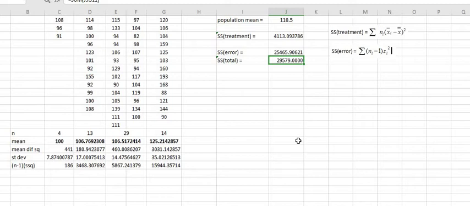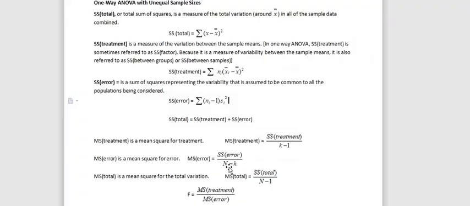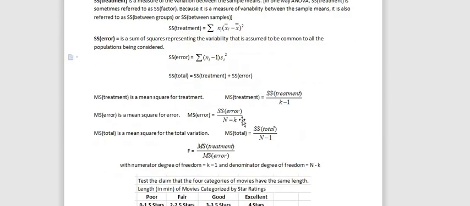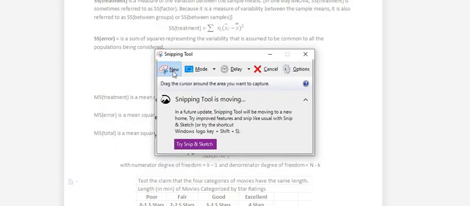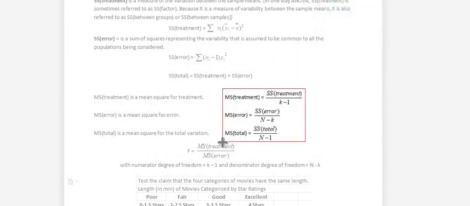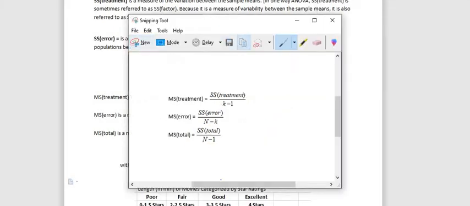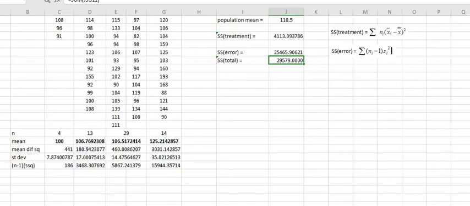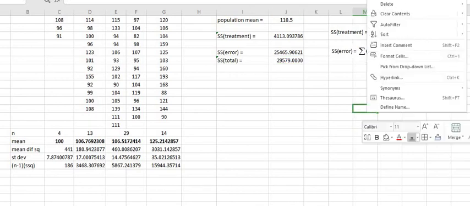Okay, so 29579. Okay. Now, we will proceed with, take note, after we have that SS error, we will proceed with this MS error. Okay, so I will transfer this one. So we will cut this one so that we have our guide. Okay, so copy, and then we have here paste.